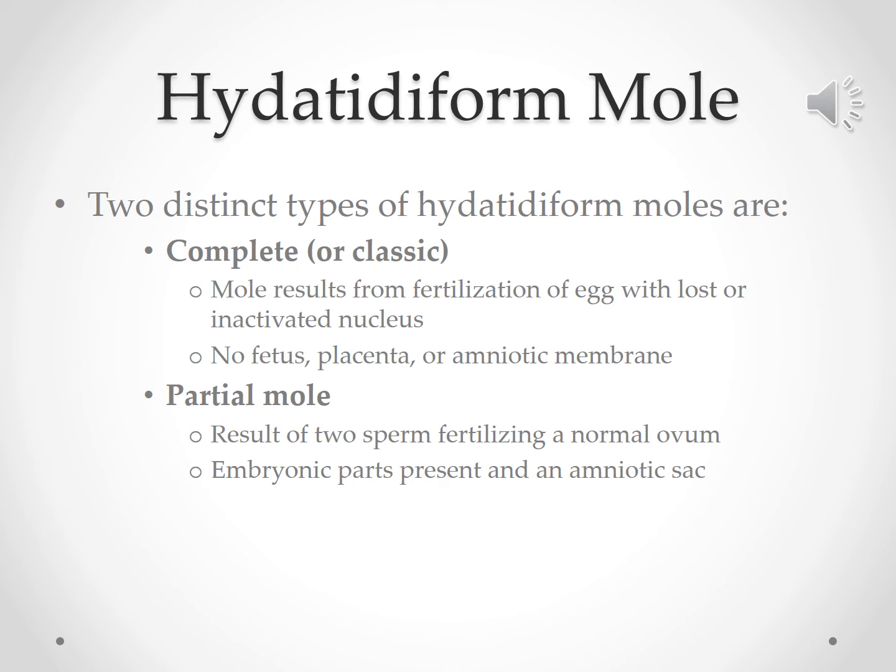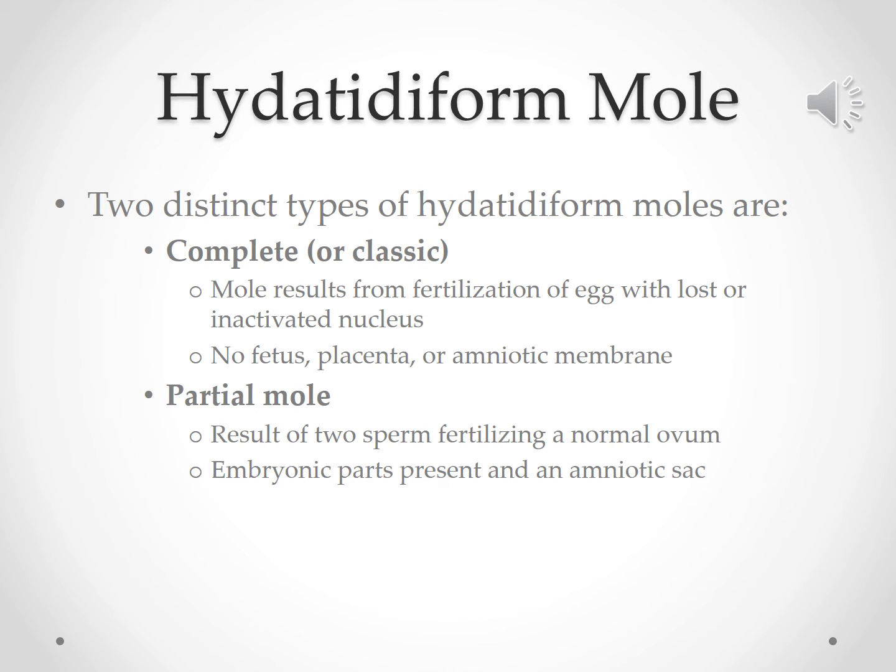We classify molar pregnancies as 2 types. You have a complete or a partial. Your complete results from a fertilized egg that's lost or doesn't have an active nucleus in it, so it's not going to make anything. There's no fetus, placenta, or any amniotic membrane from that.